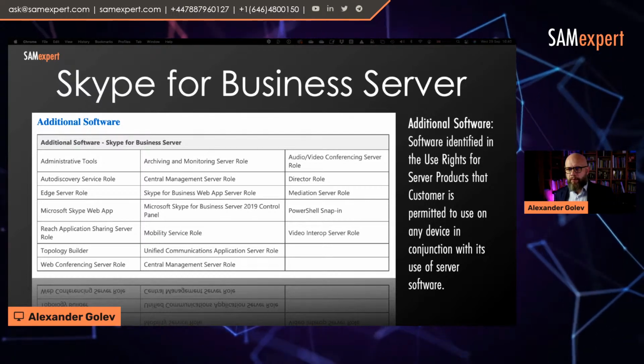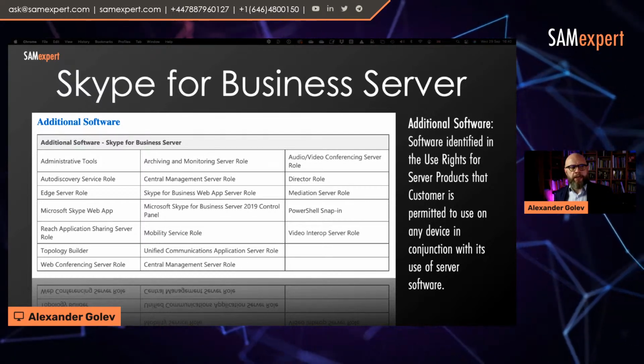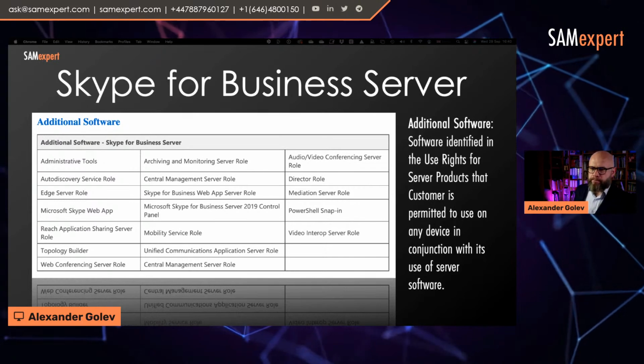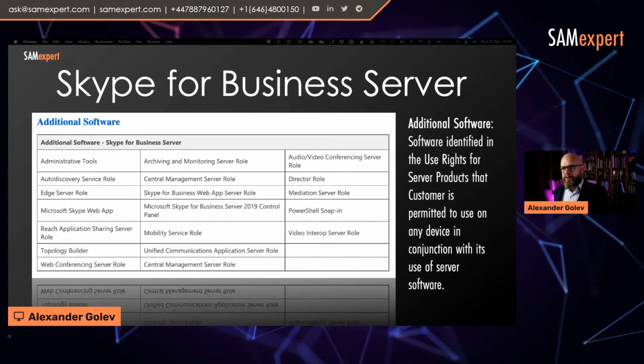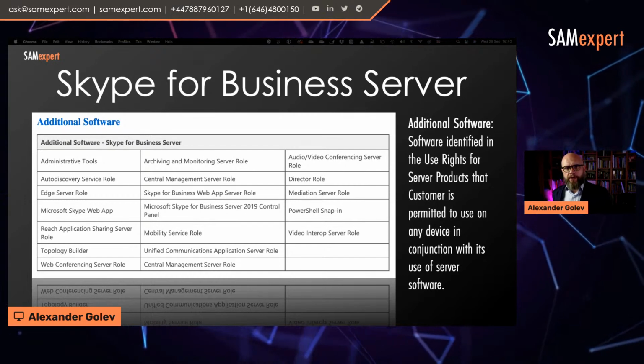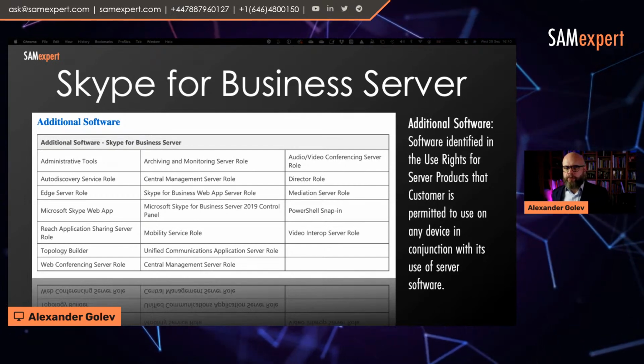Skype for Business Server has probably the longest additional software list. Additional software in the Microsoft world means that you can take a component, install it separately, and it doesn't require an additional license. So with Skype for Business Server, count all the instances, but then check what roles they're running, because you may end up paying for instances you don't need to pay for.